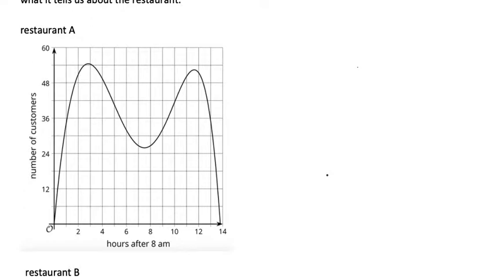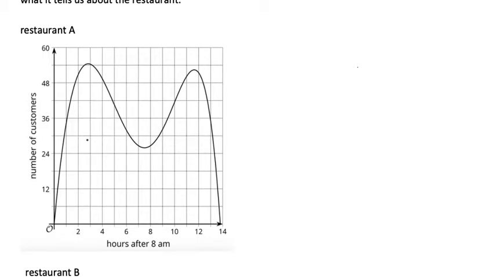And first I want to identify what my x-axis and my y-axis are telling me. My x-axis is hours after 8 a.m. So for example, the 2 would represent the time 10 a.m. And the y-axis is number of customers.